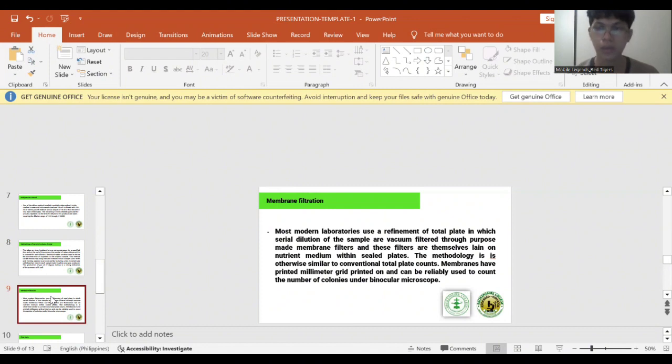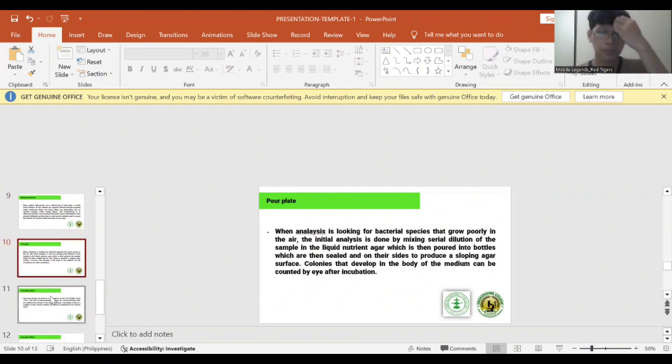Membranes have a millimeter grid printed on them and can be reliably used to count the number of colonies under a binocular microscope. For the plate method, when analysis is looking for bacterial species that grow poorly in air, the initial analysis is done by mixing serial dilutions of the sample in liquid nutrient agar, which is then poured into bottles which are sealed and laid on their sides to produce a sloping agar surface. Colonies that develop in the body of the medium can be counted by eye after incubation.